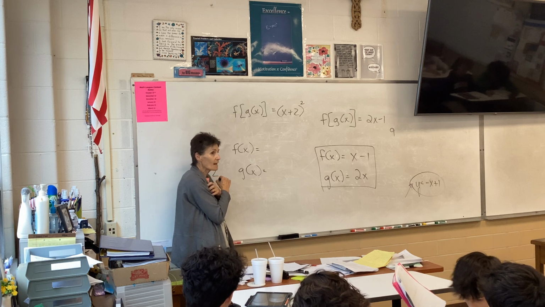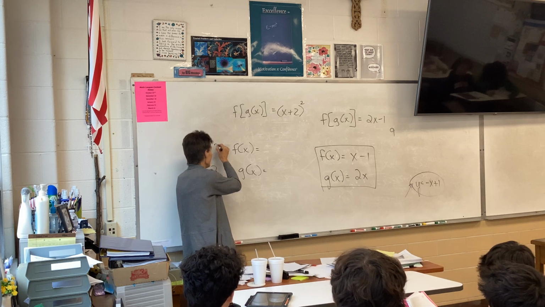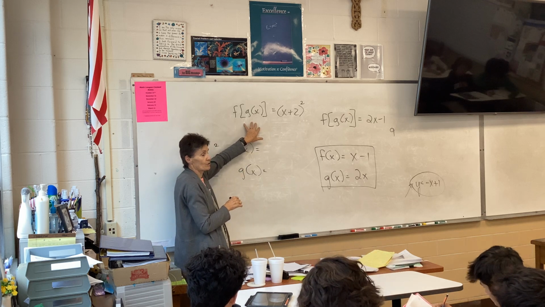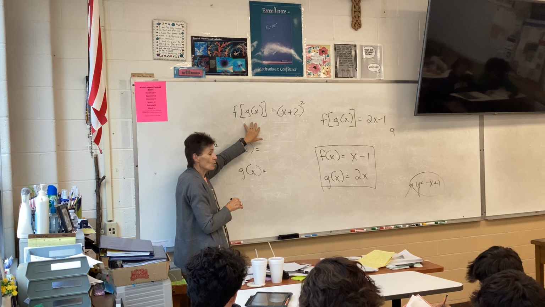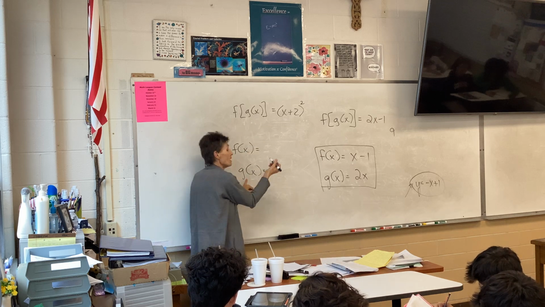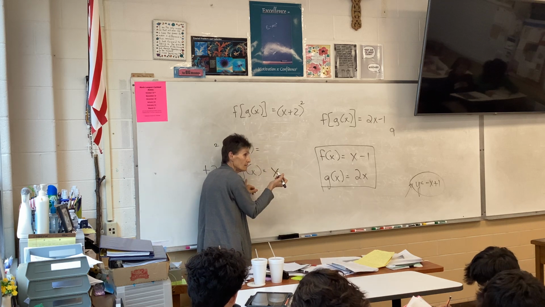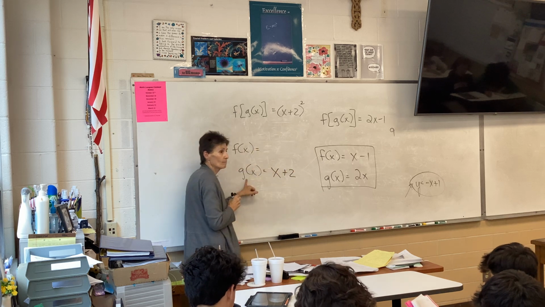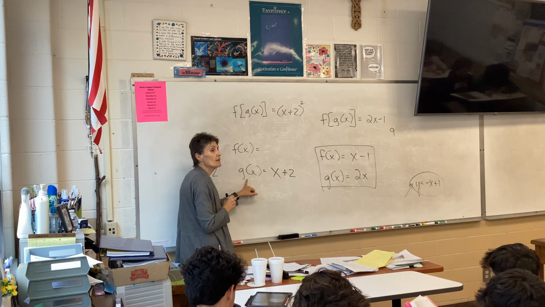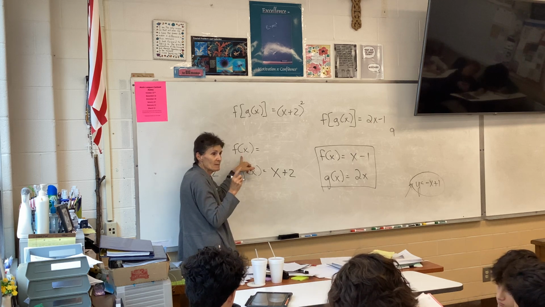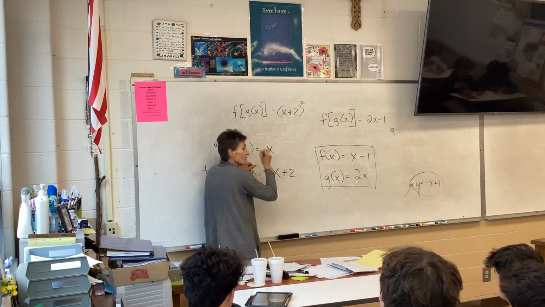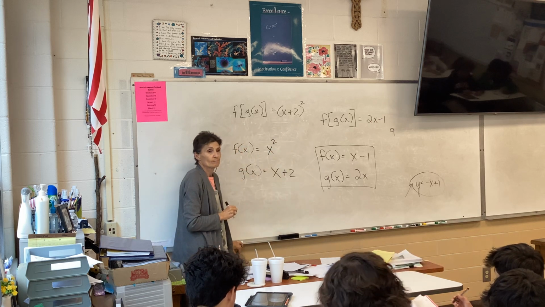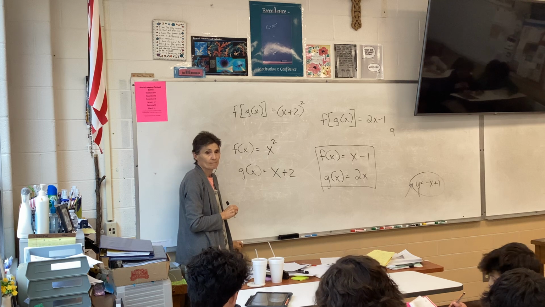What do I need my second function to do? Squaring. Okay? Now, in this, which one is first? G. So g must be the function that takes a thing, always x, and adds 2. And then f is going to be the function that takes a thing, always x, and squares it. And that's all you have to do.